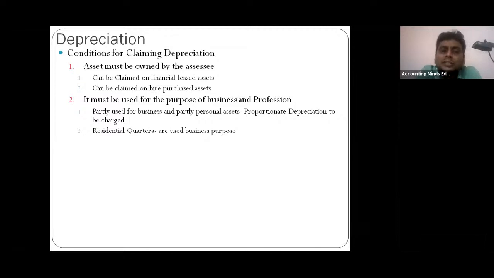Right. Next, residential quarters. Residential quarters are also used for business purposes. For example, you take HAL, Hindustan Aeronautics Limited. They have a huge factory and they have built houses and they have given houses to their employees. So can we say these houses are used for business purpose? Yes, they are used for business purpose. The employees are staying for personal purposes. But still, you can claim depreciation on residential quarters of the company. The company may have guest houses. You can claim depreciation on all those. They are as good as used for business. Make sense, guys? Yes, sir.